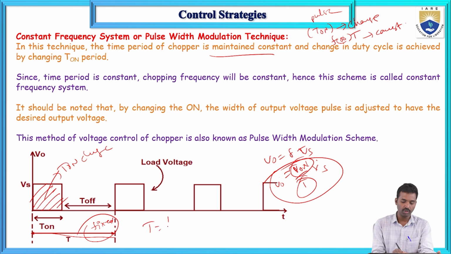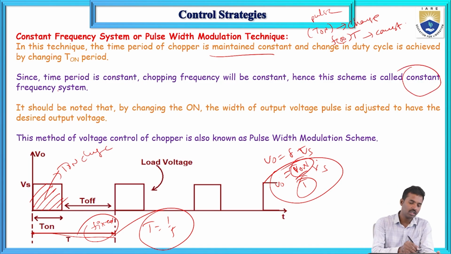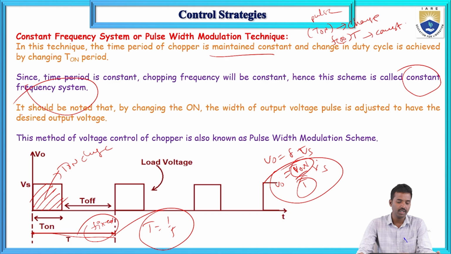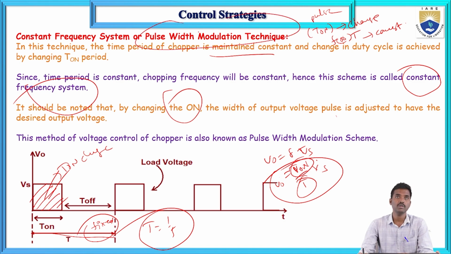That means frequency is constant. So time T equals 1 by f. So T is constant, which means the chopping frequency will be constant. Hence, this is also called constant frequency or constant time period. It should be noted that by changing the T on, the pulse width also changes. That is the reason the width of the pulse is changed, meaning the output voltage will also change. Because of that reason, this method is also known as a pulse width modulation scheme. So this voltage control method of the chopper is also known as the pulse width control method.